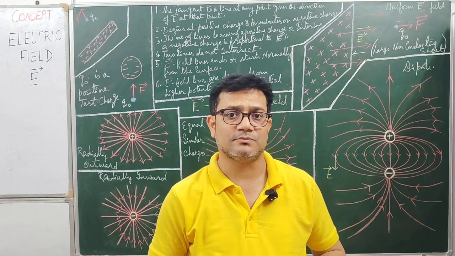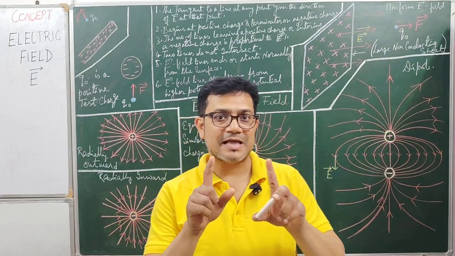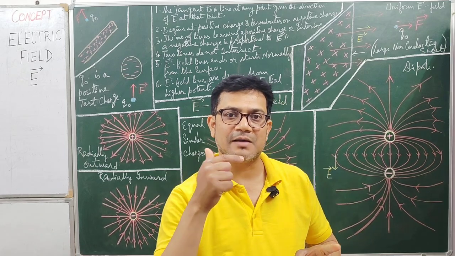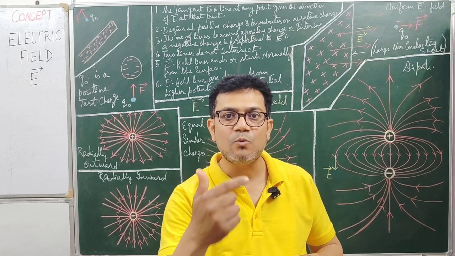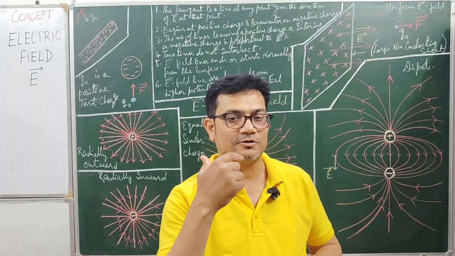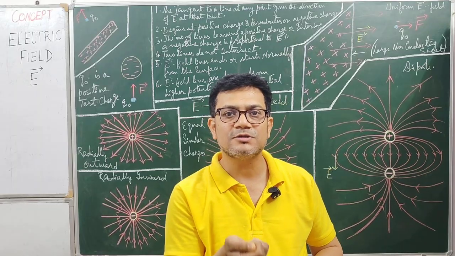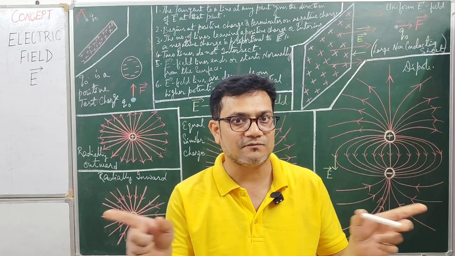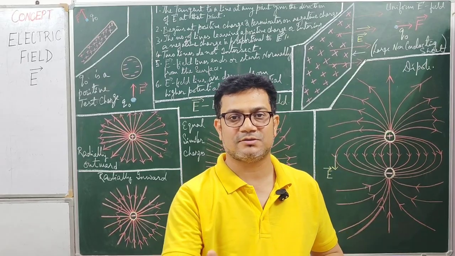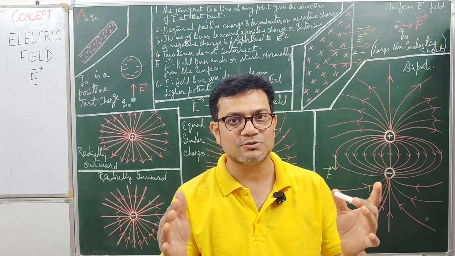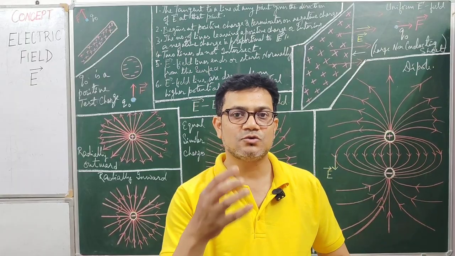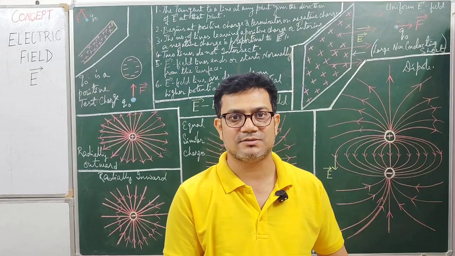Now the question comes: if this action is happening at a distance, how do we conceptualize how this push and pull is happening? If there is a similar charge, there is repulsion at a distance. If there are two charges which are dissimilar, there is an attraction at a distance. So how to conceptualize this?